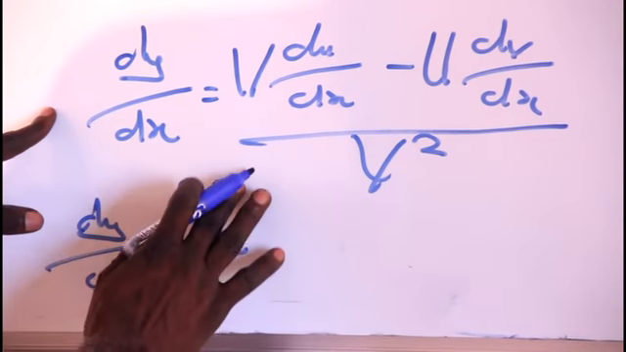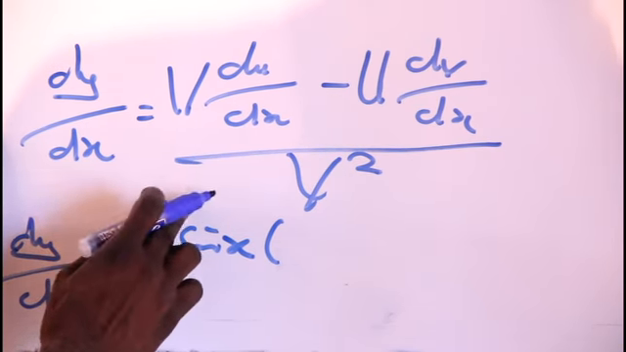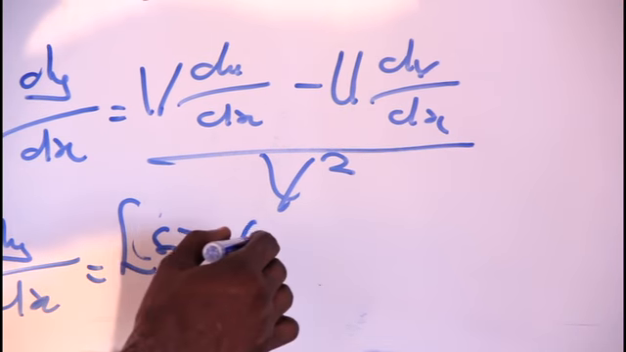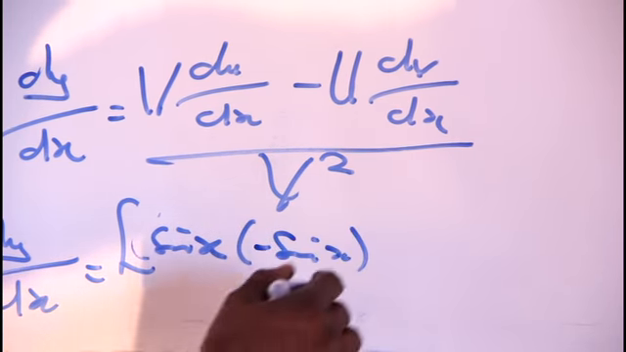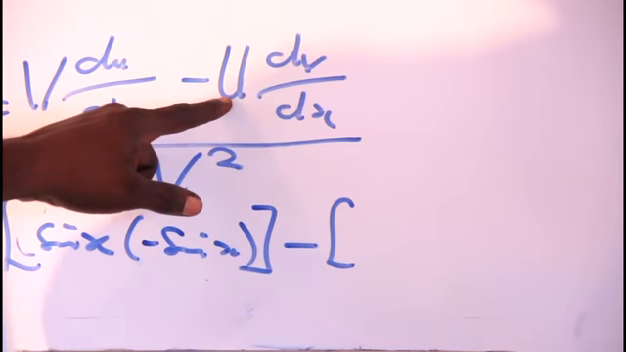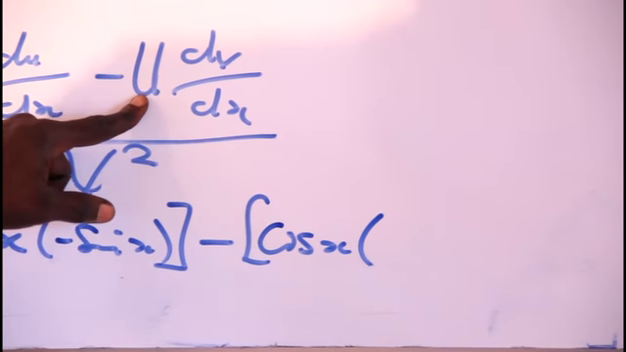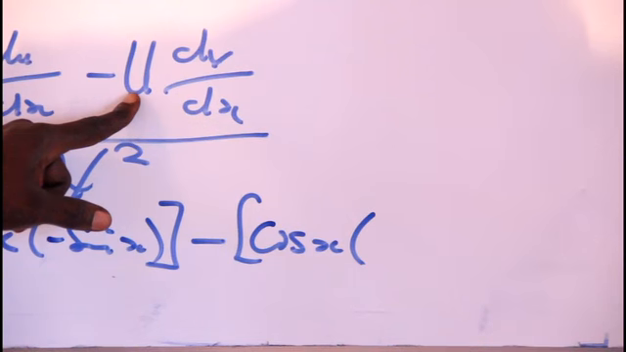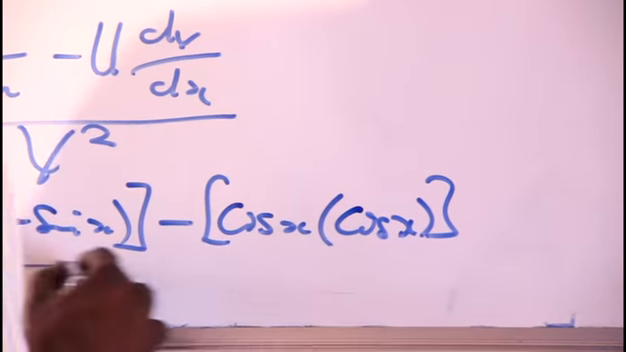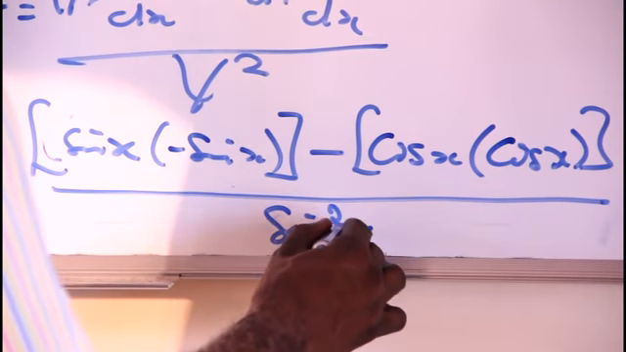Our v is sine x, into du over dx, which is minus sine x. Then you close it, minus, open, and our u is cos x, into dv over dx. What is our dv over dx? That's cos x, all over v squared, all over sine x all squared.